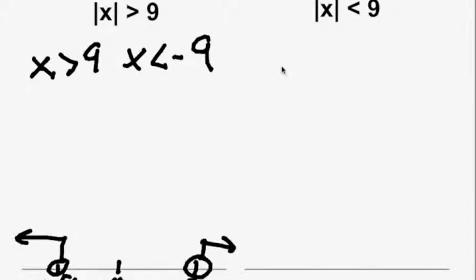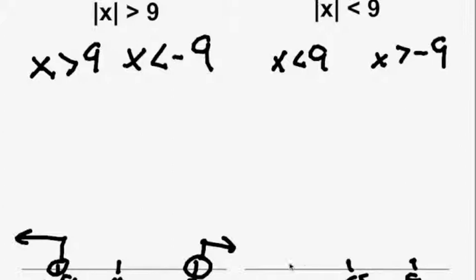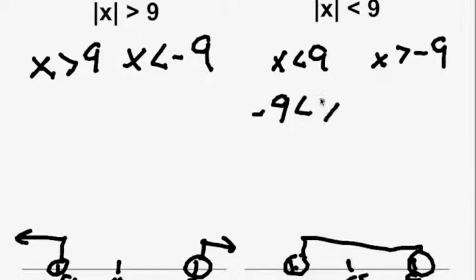Absolute value of x is less than 9. You know that x is less than 9, and x is greater than negative 9. If you look at this solution, the two graphs close the area. So it's not an or, but rather an and. This can be written as negative 9 is less than x is less than 9, which is the same inequality, just rewritten. So absolute value can be written uniquely.